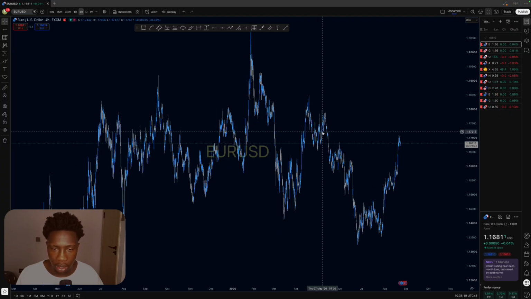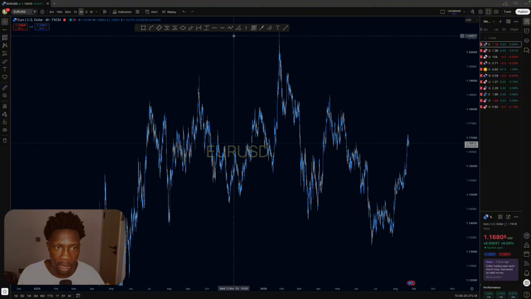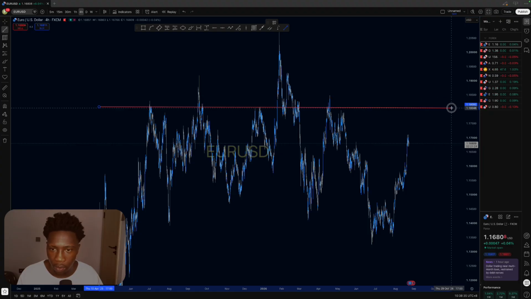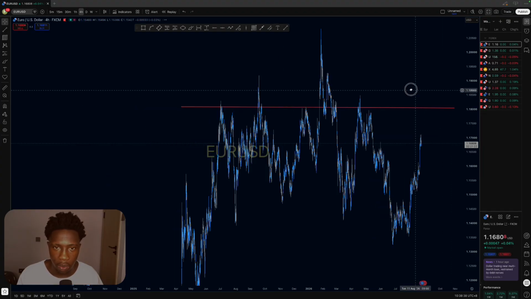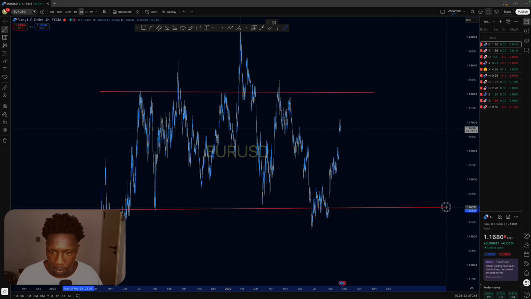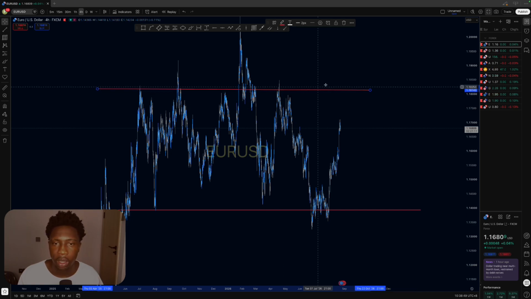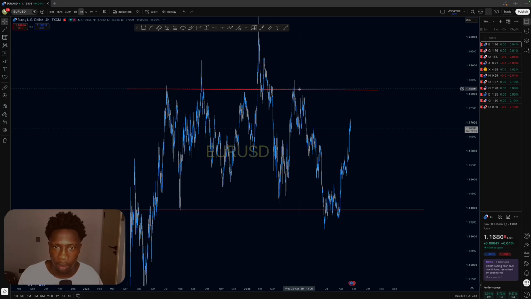Right now I can say this market is in a ranging move. If you can see, the market is ranging, even without drawing the lines you can see it. So this is our resistance level, and this is our support level. We have our resistance level right here, and then our support level.